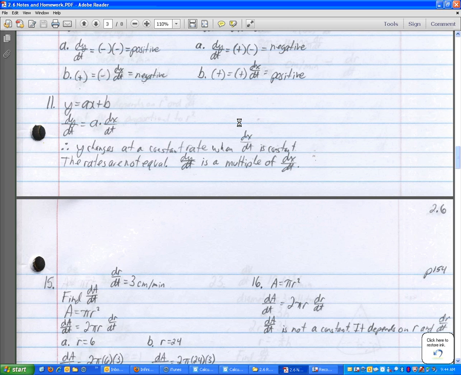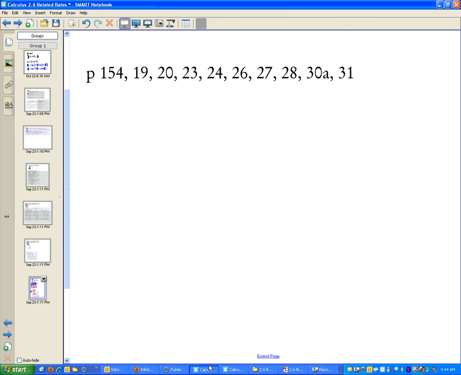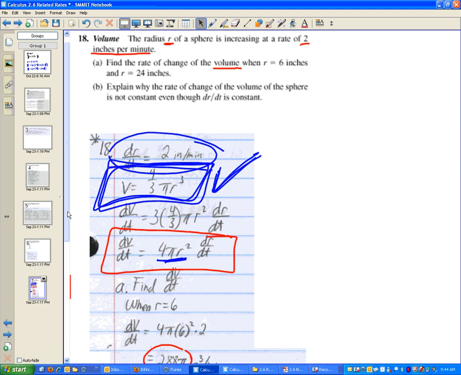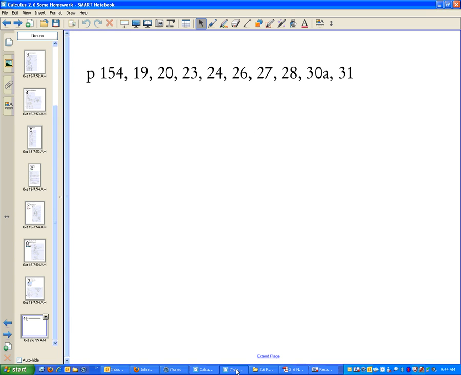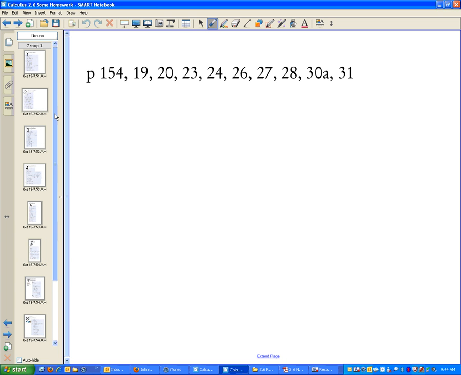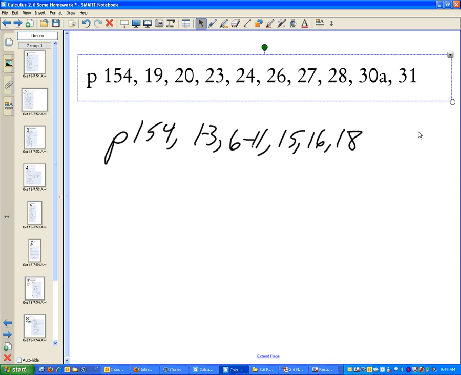All right. Yesterday, where is it? Oh, naturally I didn't save it on here. Yesterday, I could have sworn I typed this in somewhere. Oh well. Yesterday you did this, right? Page 154, 1 through 3, 6 through 11, 15, 16, and 18. Today, add that.